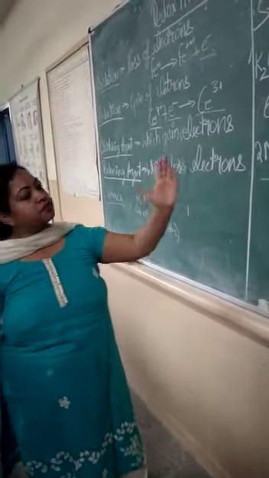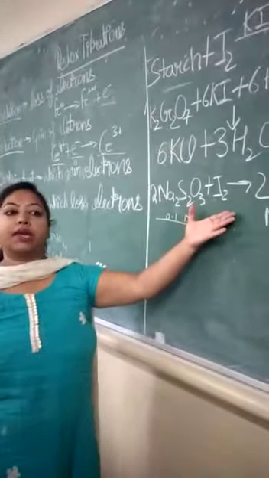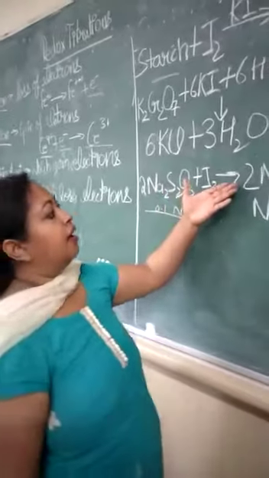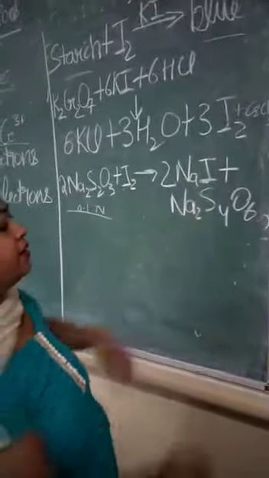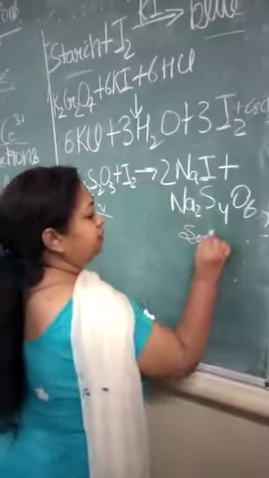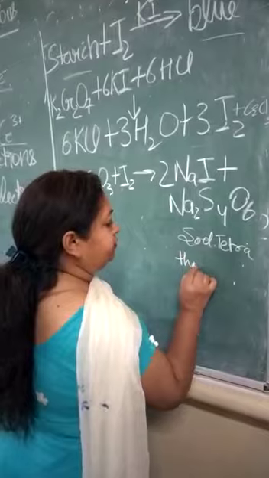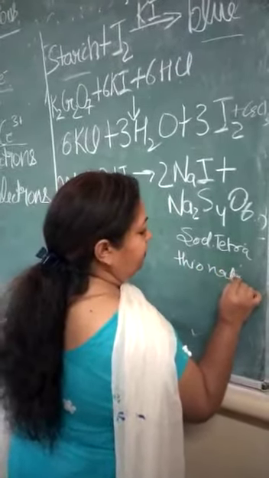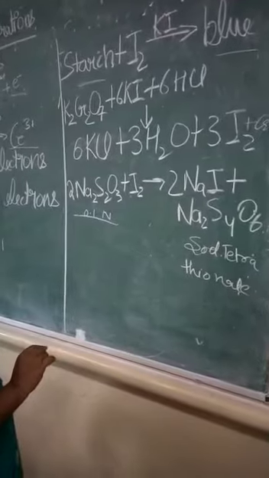So sodium thiosulfate reacts with iodine to give sodium iodide plus sodium tetrathionate, which will give the final color.